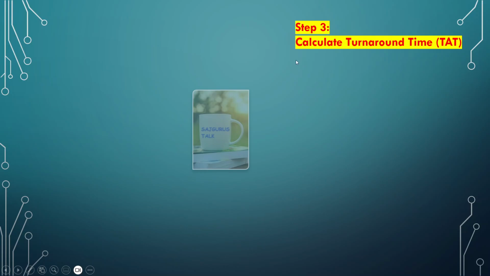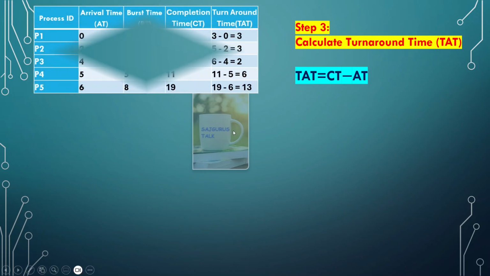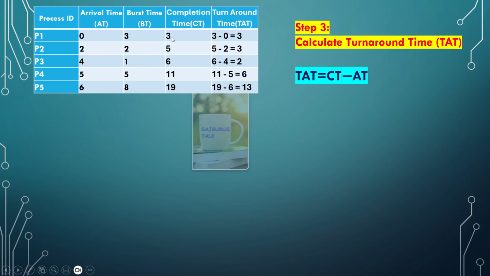Now, step 3 is to calculate the turnaround time. We know that turnaround time is the difference between completion time minus arrival time. So, the completion time of P1 is 3 minus 0, which is equal to 3. The completion time of P2 is 5 minus 2, which is 3. P3 6 minus 4, which is 2, and P4 11 minus 5, which is 6, and P5 19 minus 6, which is 13.